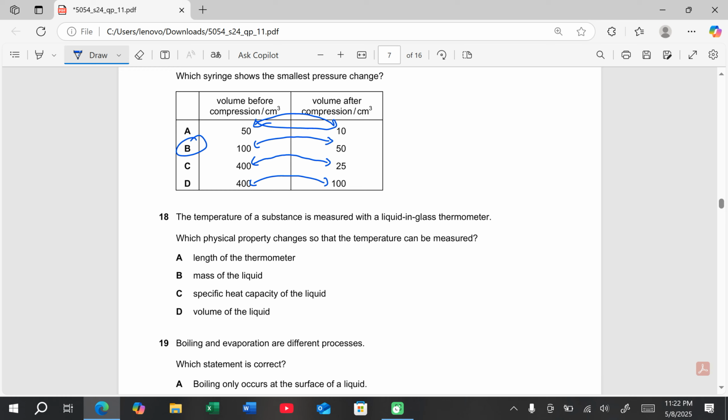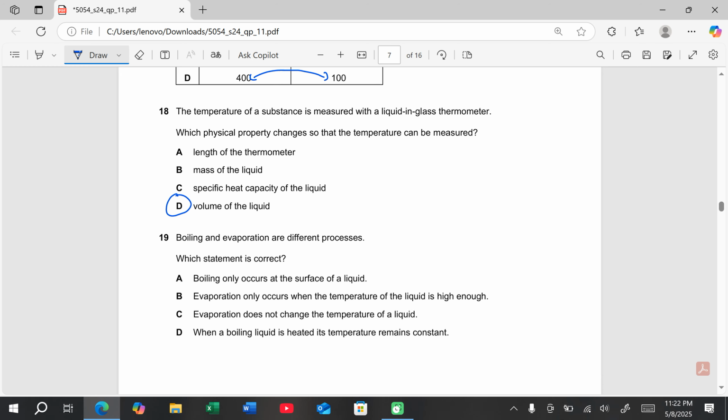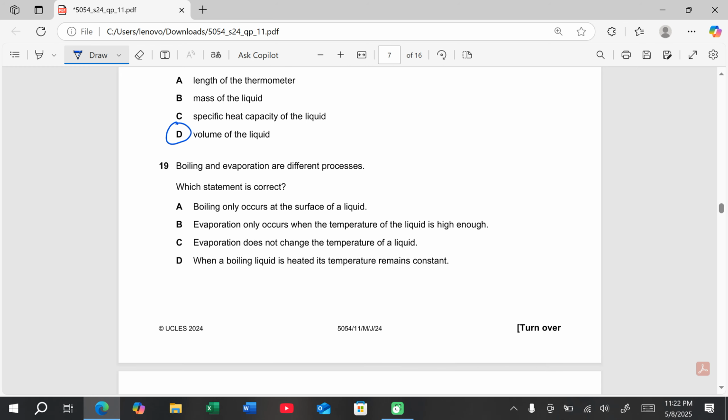The temperature of the substance is measured with a liquid in glass thermometer. Which physical property changes so that the temperature can be measured? So that is very easy. Length of the thermometer is not, mass of the liquid is not, specific heat capacity is not, it's always the volume of the liquid. The mercury expands, and then we read out our reading.